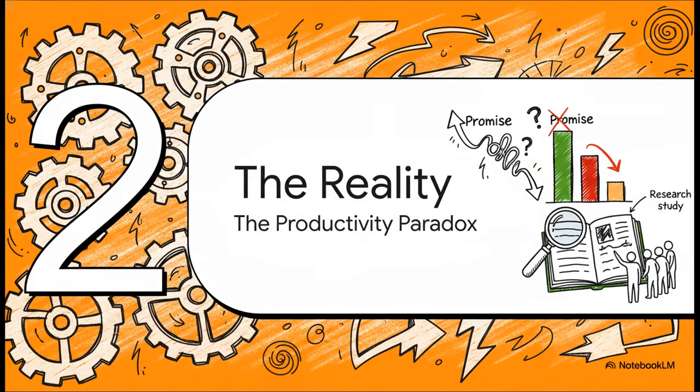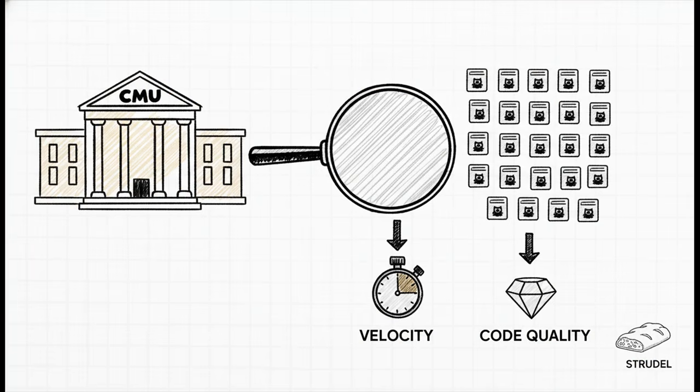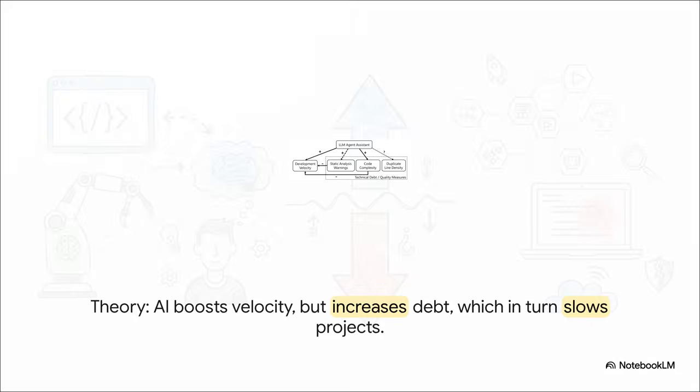So we've heard all the good stuff, now for the reality check. Because a big study out of Carnegie Mellon decided to see if all these amazing productivity claims actually hold up in the real world. Researchers at Carnegie Mellon published a paper, they called it Strudel, which is kind of funny, and it's basically the first big, serious look at how these AI assistants really impact open source projects. They didn't just take the marketing hype at face value, they dug into hundreds of repositories to see what was really going on.